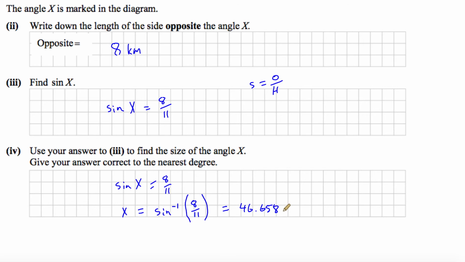46.658 and so on degrees. And they've asked to give our answer correct to the nearest degree. So to the nearest degree, we're going to look at the digit in the first position after the decimal. So does this 6 affect the 6 in front? Yes, it does. So that's going to become 47 degrees to the nearest degree. And that's the end of the question.